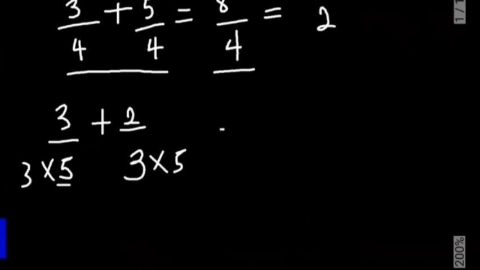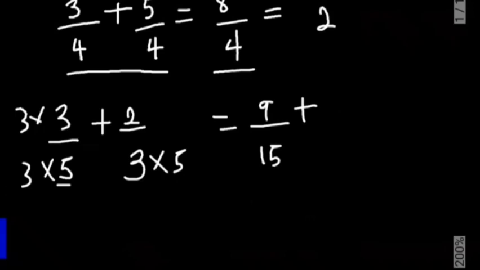Whatsoever we do for the denominator, we have to also do for the numerator. So we have 3 multiplied by 5... not 3 multiplied by 5, we are multiplying by 3. So 3 multiplied by 3, we have 9. And 3 multiplied by 5 here, we have 15.